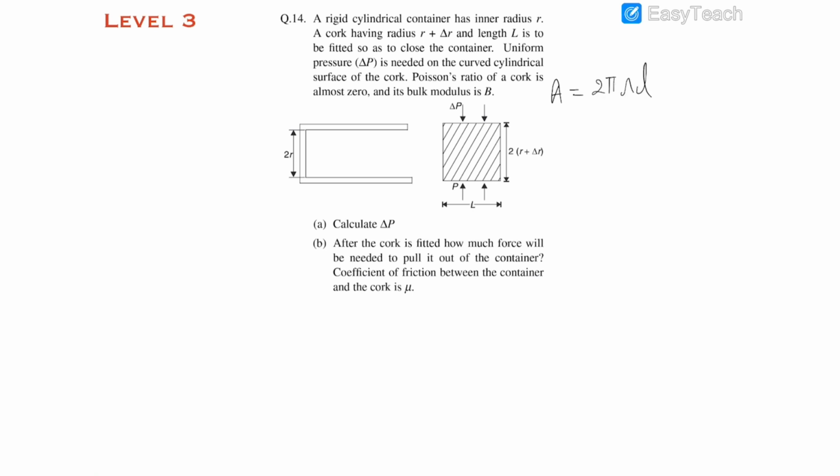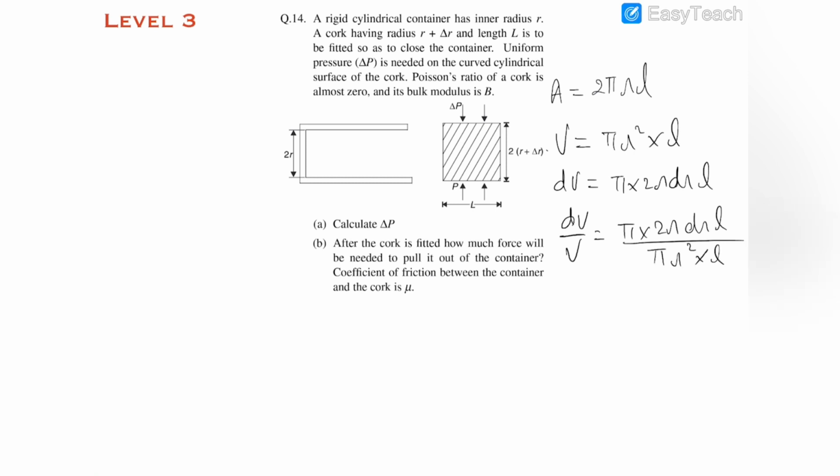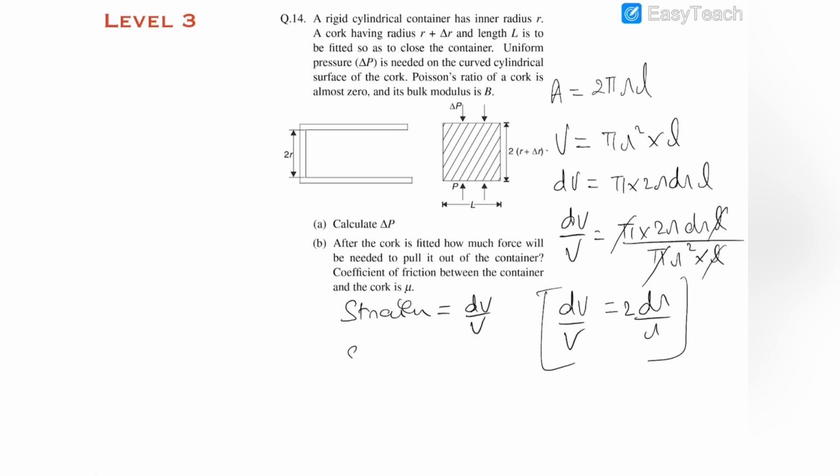The curved surface area of a cylinder is 2 pi RL, and the volume of the cylinder is pi r square into L. Now dV will be pi into 2r dr into L, and dV upon V will be equal to pi into 2r dr into L by pi r square into L. Cancelling these out, we get dV by V equal to 2 dr by r. Now we know that the strain developed is dV by V, and therefore the strain in this cork will be 2 dr by r.